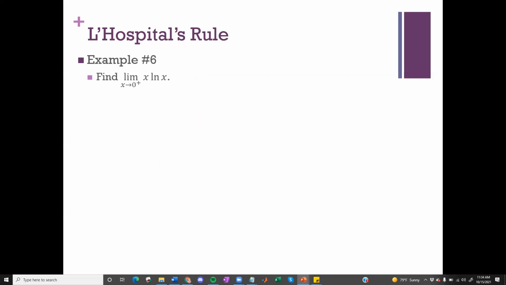All right, I will tell you right now, I can use L'Hopital's rule on this, even though it seems like it looks nothing like things we've been using it for. L'Hopital's rule really does work here.